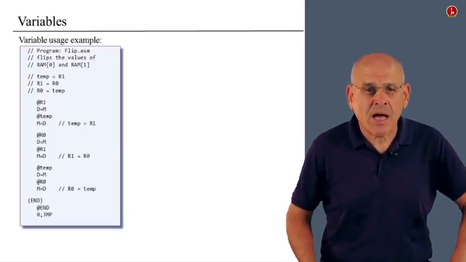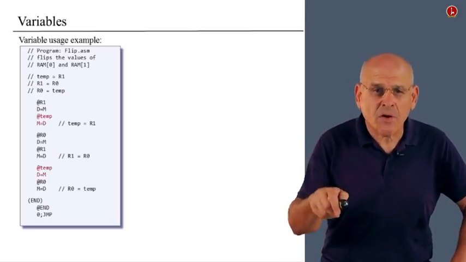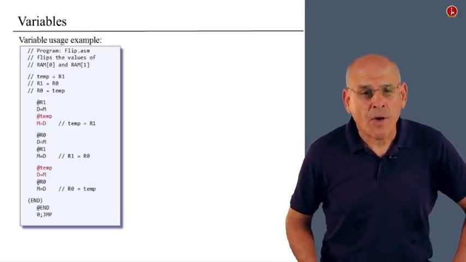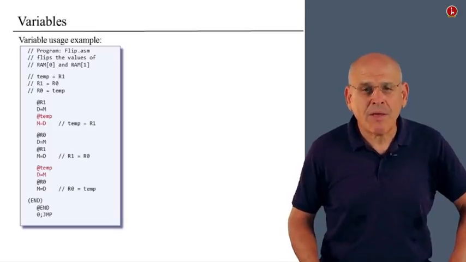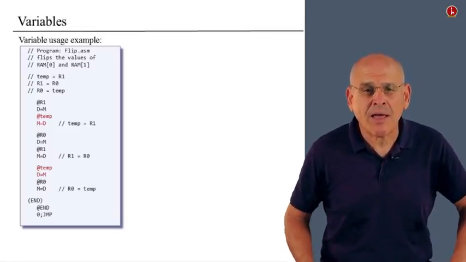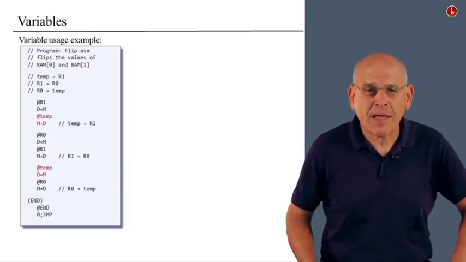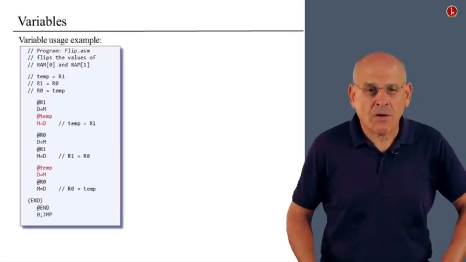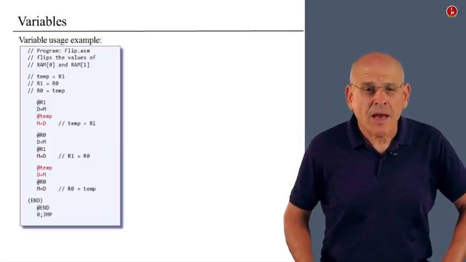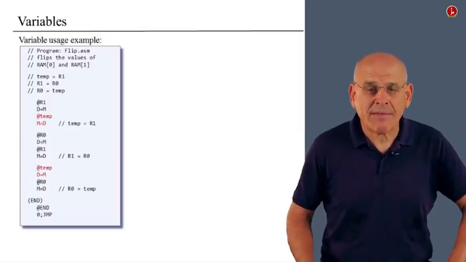Well, here's how I decided to do it. And let us focus only on the read instructions in this program. And in particular, in the first read instruction, I declare a variable called temp, and then I immediately go on to use it. Now, what is the meaning of this cryptic command @temp?